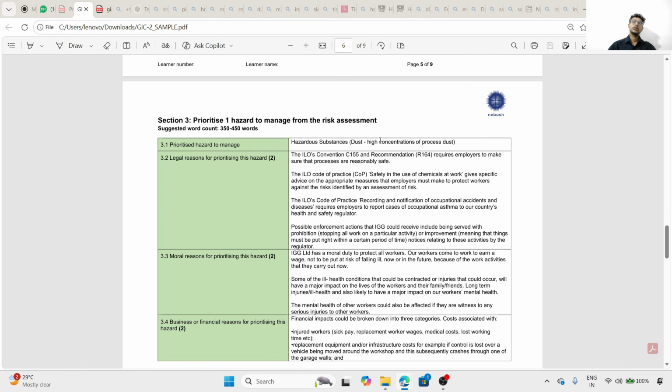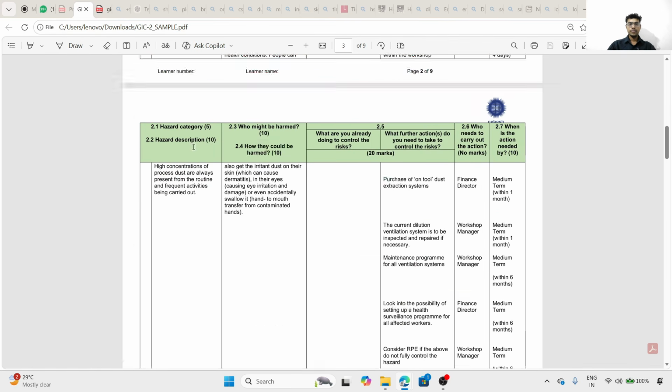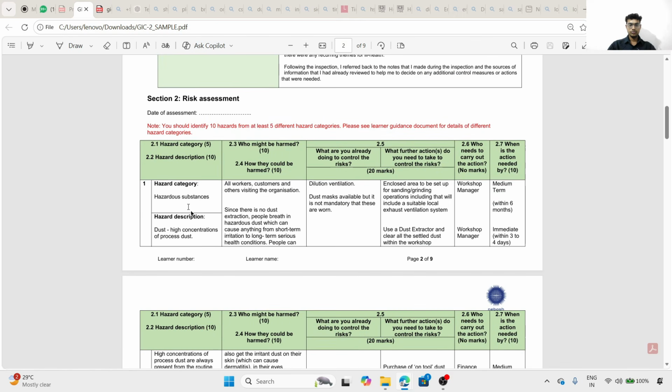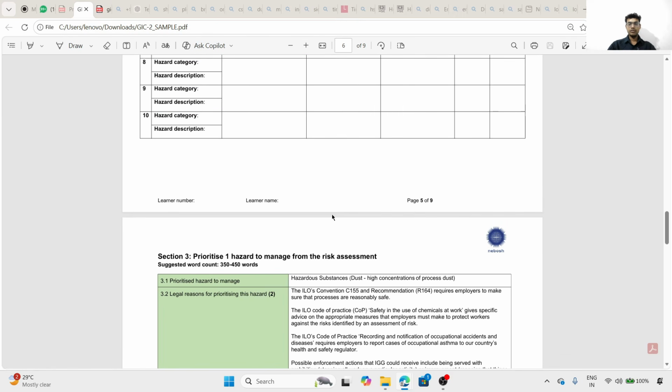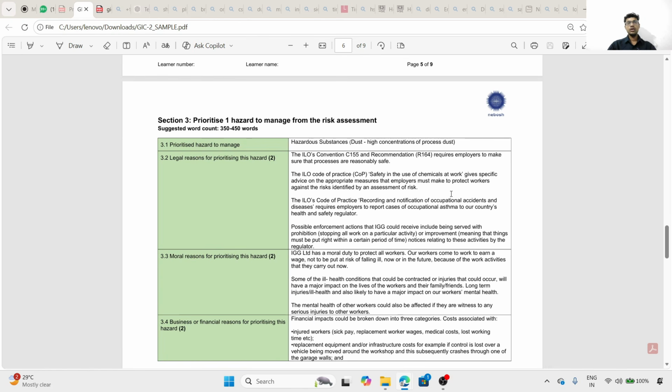Now in section 3, regarding the hazards, you should take only one, and you shall prioritize and give information regarding that hazard. So we take this hazard, and we put it over here, and we should describe regarding that. Hazardous substance dust, high concentration of processed dust, we mentioned over here as 3.1. So about that we need to talk. What do we need to talk?